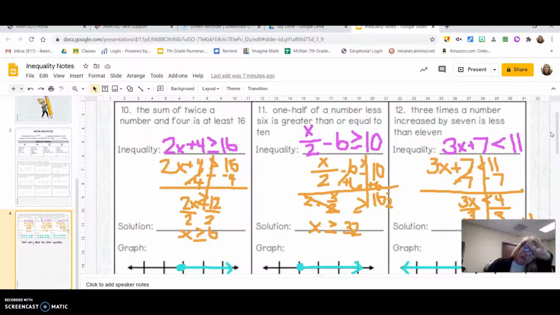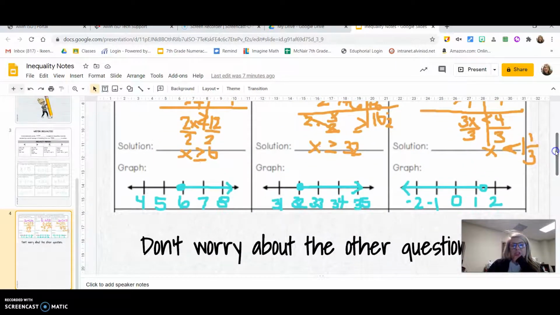Well, now the inverse operation of multiplication is division. So I divide each side by 2, and then that gives me x is greater than or equal to 6. So when I go down here and graph my solution, remember, since it's greater than or equal to 6, it gets a closed circle because 6 is included in my possible numbers that would fit this inequality.